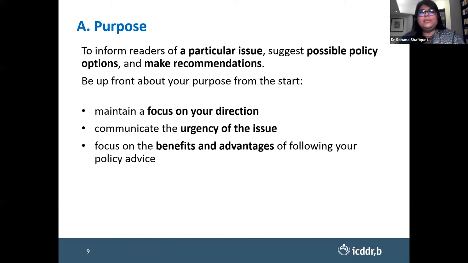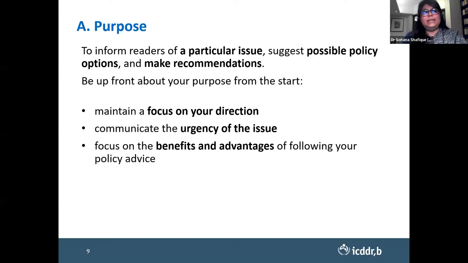So each of the sections of your policy brief would be connected to each other, and that ultimately would lead you to the policy recommendation. We need to maintain a focus on your direction and communicate the urgency of the issue. Of course, all of the topics are important, especially as we are working in global health. Wherever we have dedicated our lifetime to one research area or one topic area, we think that it is important and we need to bring that into this policy brief. Write with the right words, highlight the urgency of this issue, and also focus on the benefits and advantages of following your policy advice.